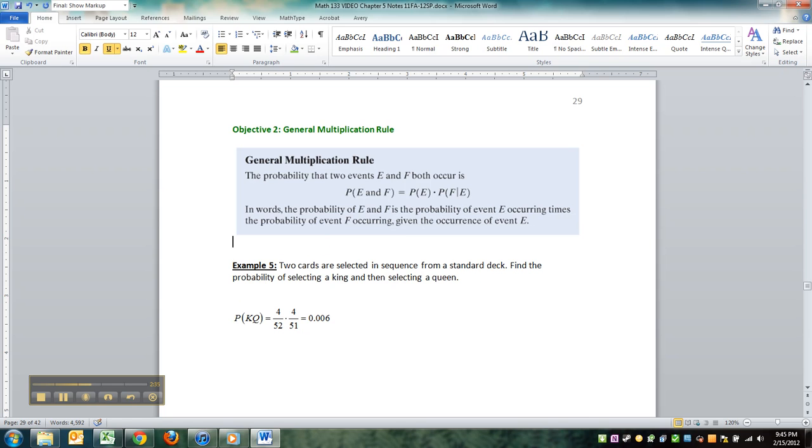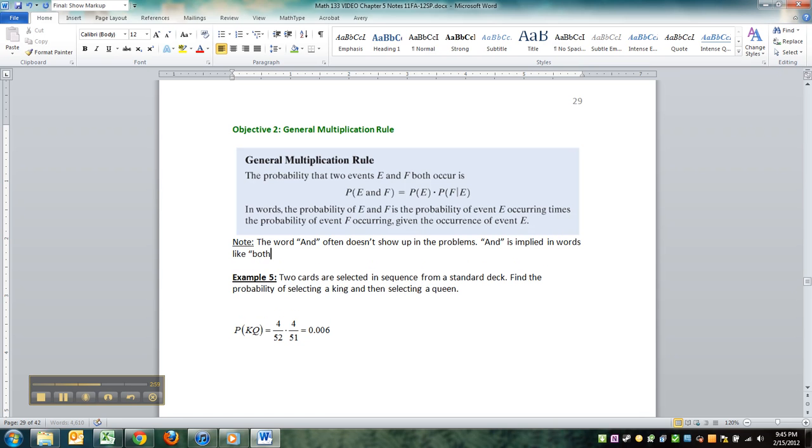The one thing I want to make a note of somewhere is that the word "and" often doesn't show up in problems. Right? And is implied in words like both, all, none, 2, 3, what's the probability that 2 of them made it through, that kind of thing. 3 of the washers are defective. 4 of the cards you draw are aces, that kind of thing.